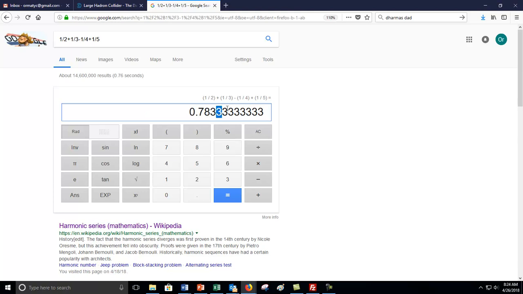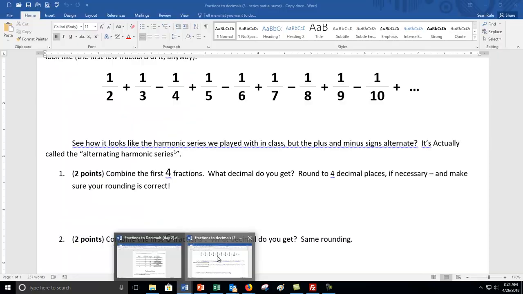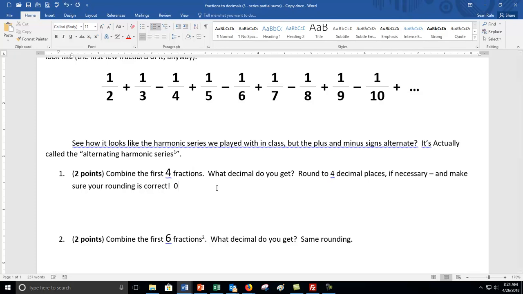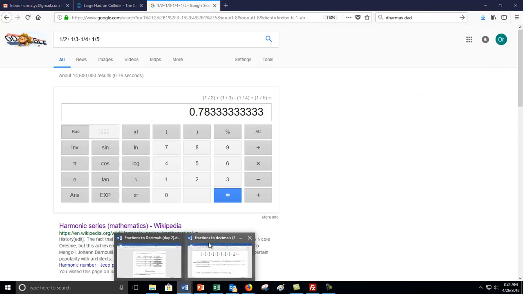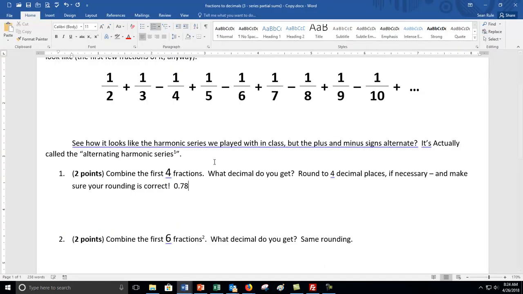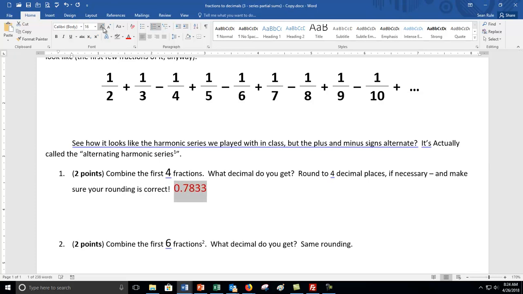So I'm going to that place, and I look at the next digit, which tells me to leave that as it is. So this would be 7,833 10,000ths. Or as many of you are getting used to saying, 0.7833. I'll just put them next to the answers here, and I'll make them bold so we can see them better.